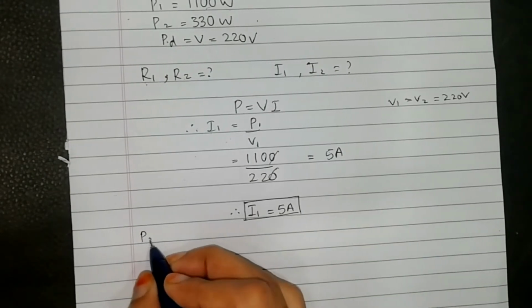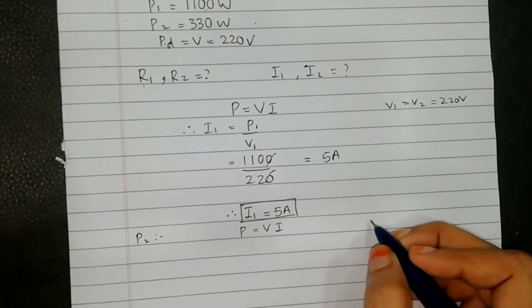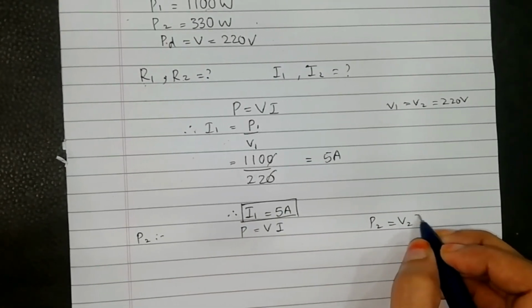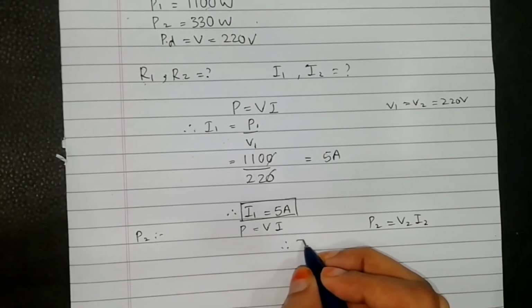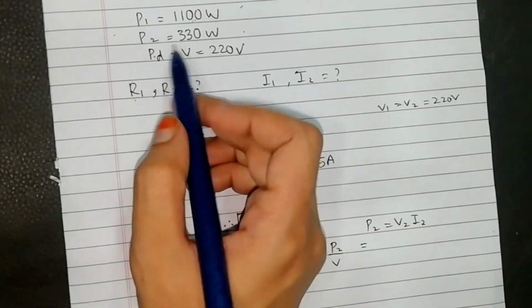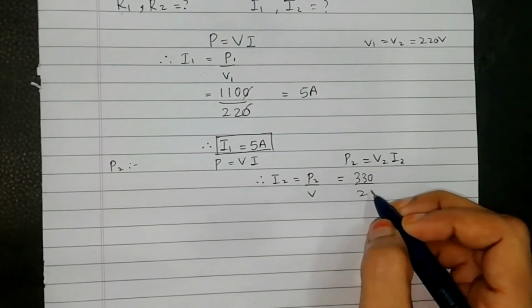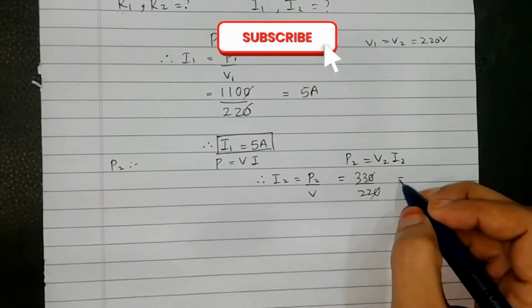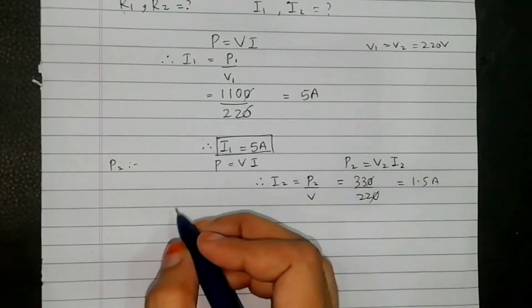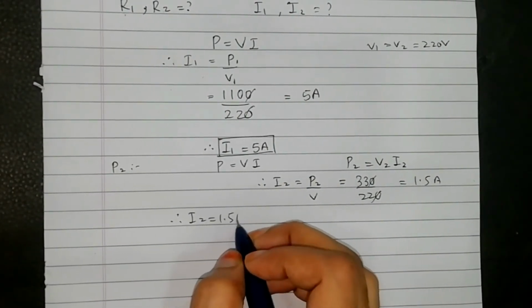Then for power 2, same formula, P is equal to V into I. So P2 will be equal to V2 I2. Therefore, I2 will be equal to P2 upon V. Power 2 is 330, so we have 330 upon 220. That equals 1.5 amperes. Therefore, I2 we got as 1.5 amperes.